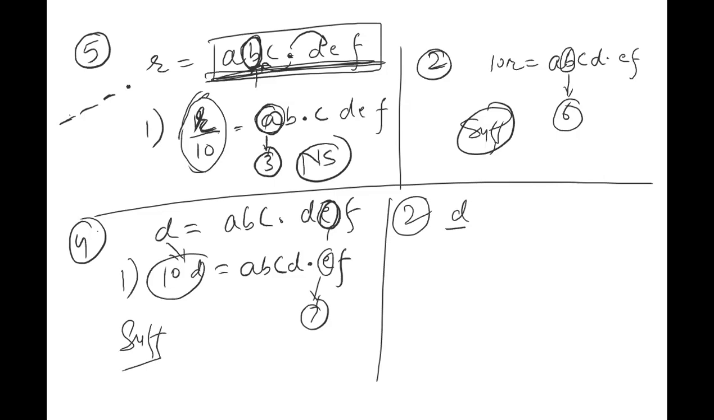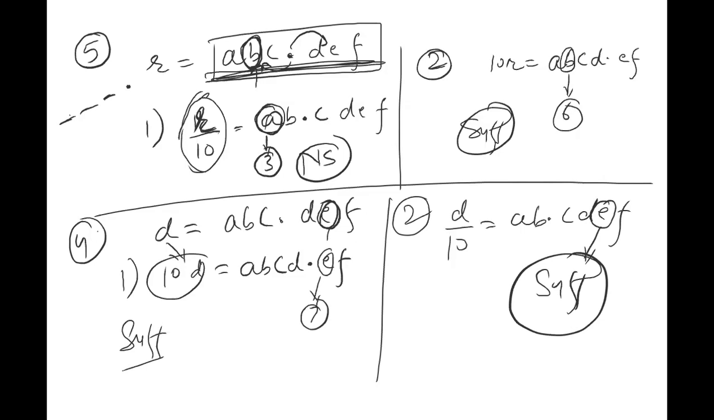Second talks about D upon 10. That'll be AB.CDEF. This is the thousandth digit. Again, this is sufficient. That's what we need. Right, guys? That's again just like question number 5.